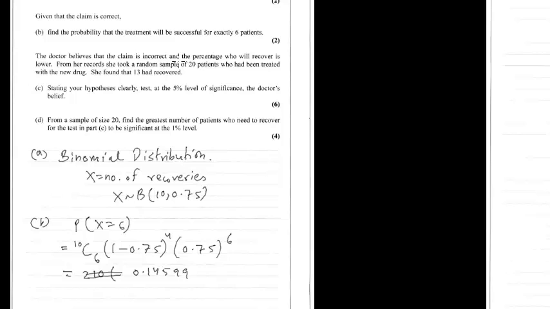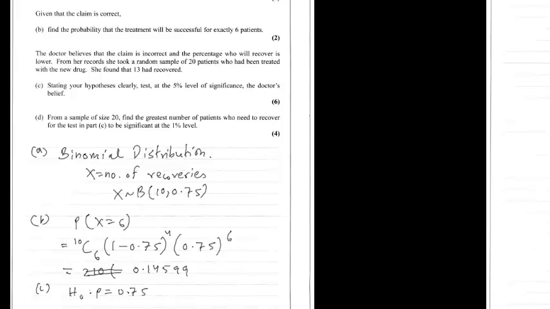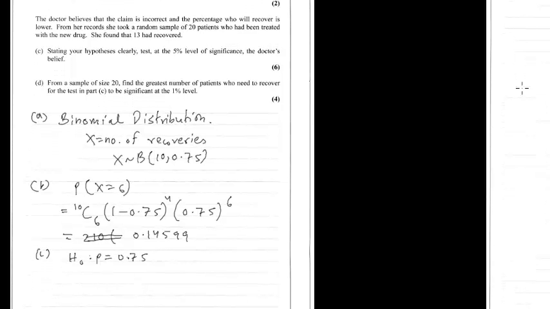now the doctor believes that the claim is incorrect. Incorrect means 75% is wrong. So we can just write this down before reading the question. H0 is p equals 0.75. Okay, so the doctor believes that the claim is incorrect and the percentage who will recover is lower. Lower means H1 is going to be p less than 0.75. This can be written even before reading the question.